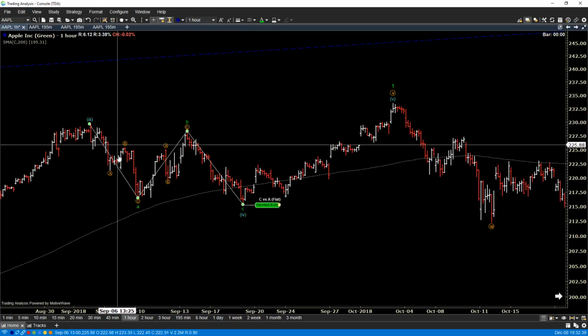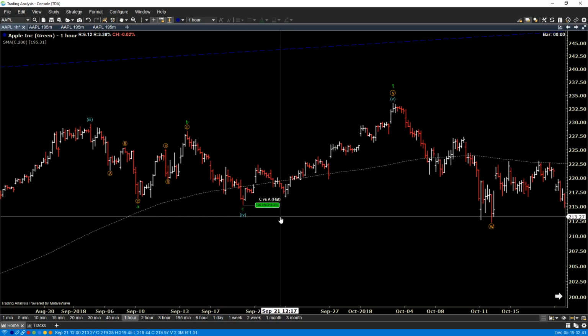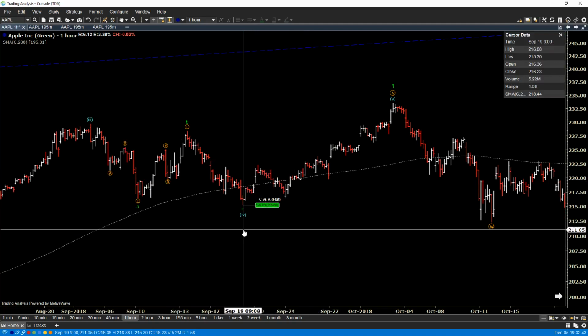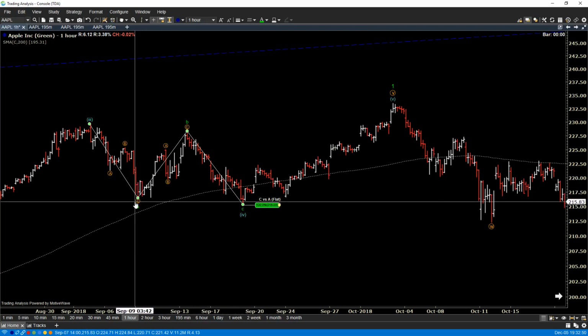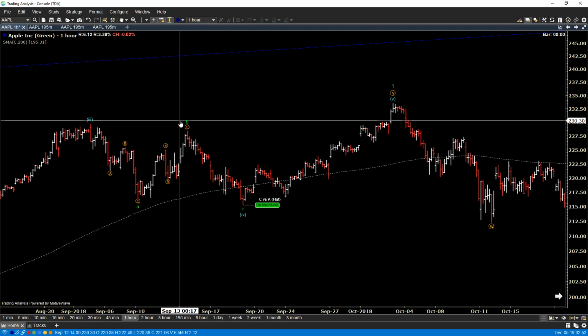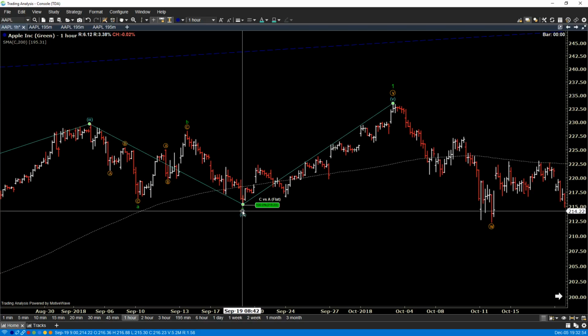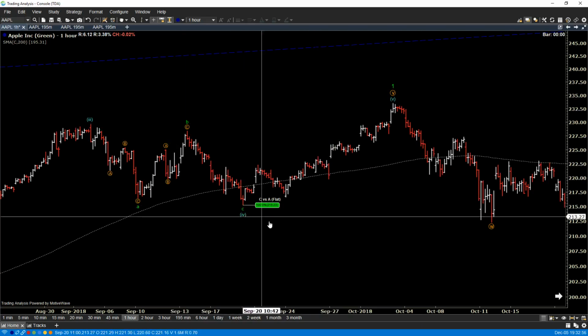C demonstrated equality to A. That was at 215.23. We had a low of 215.30. 7 cents off equality of A. 3 down, 3 up, 5 down. Wave 4 is over. Time to move higher.